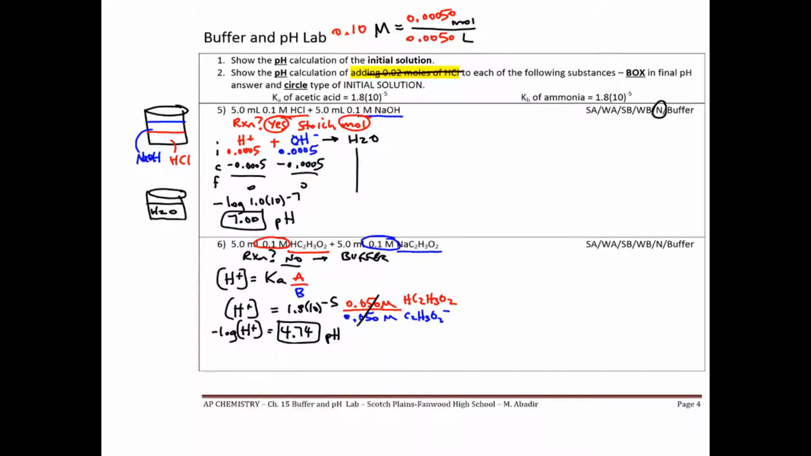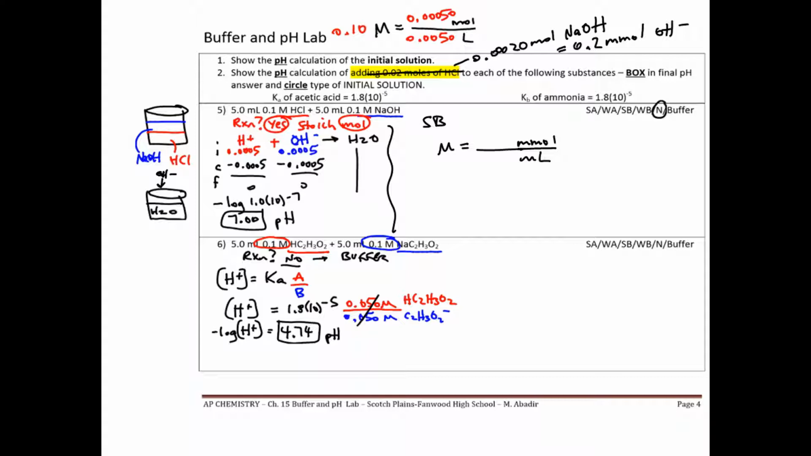Now we're going to add 0.0002, three zeros here, moles of NaOH to each of these cups, which is equal to 0.2 millimoles of OH minus. So recall in number 5 that we ended up with water. If we add OH minus into water, all we're going to have is a strong base. So all we care about is molarity equals millimoles over milliliters.